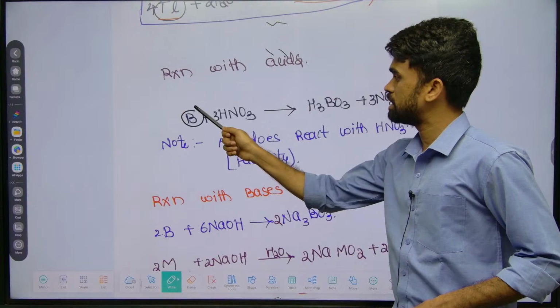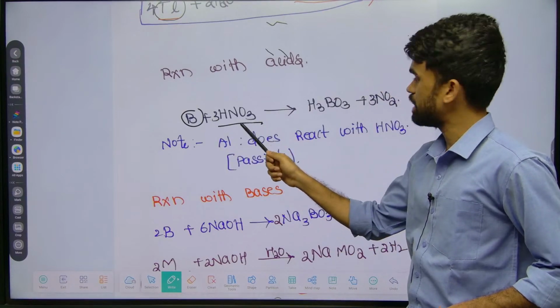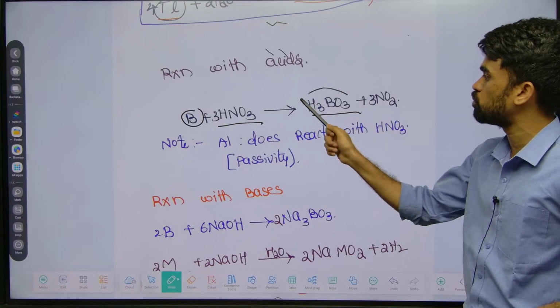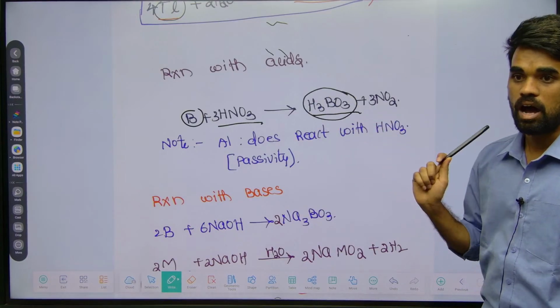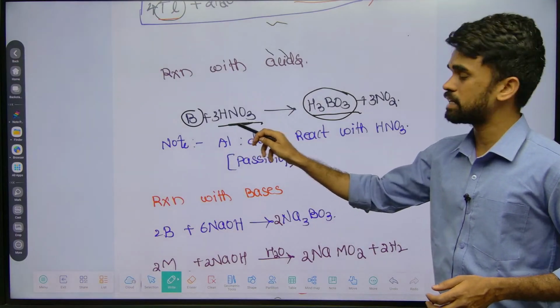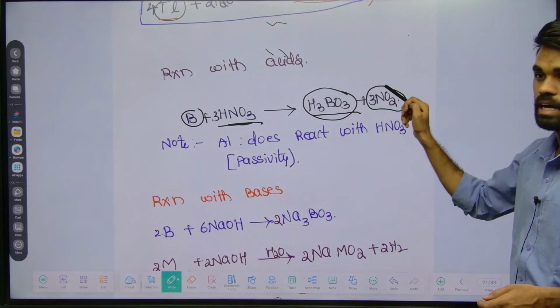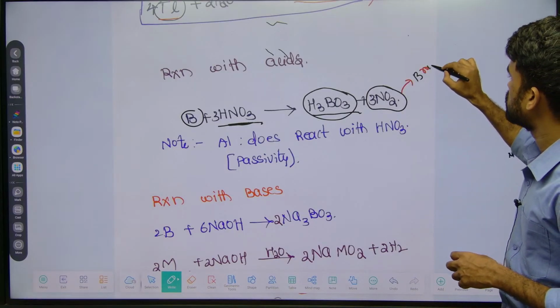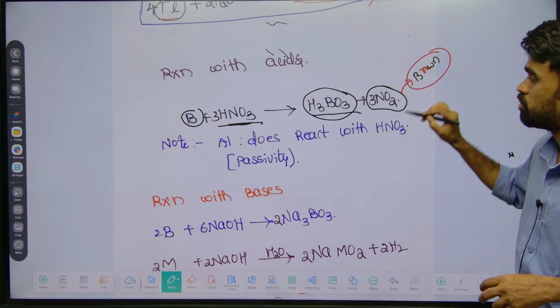Boron reacts with nitric acid and forms orthoboric acid. What is the name of this? Orthoboric acid. Nitric acid is reacting, so what is the gas released? NO2. NO2 has brown color. What is the color of this NO2? Brown gas it is.